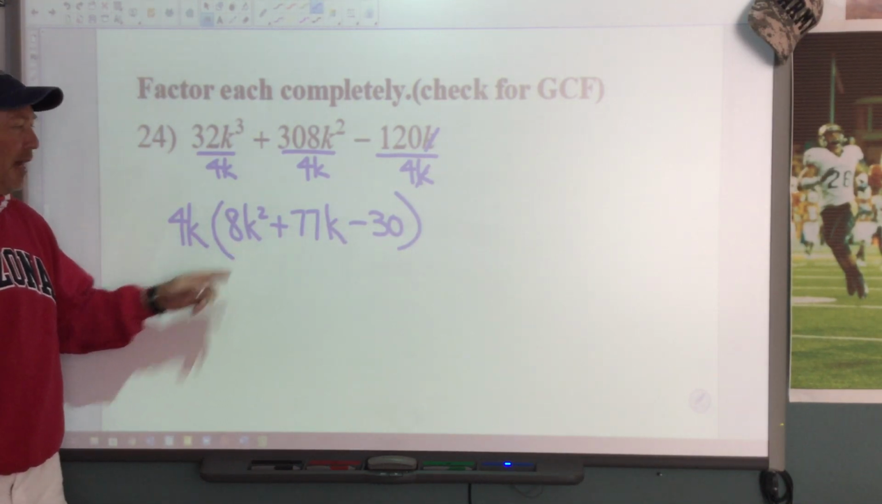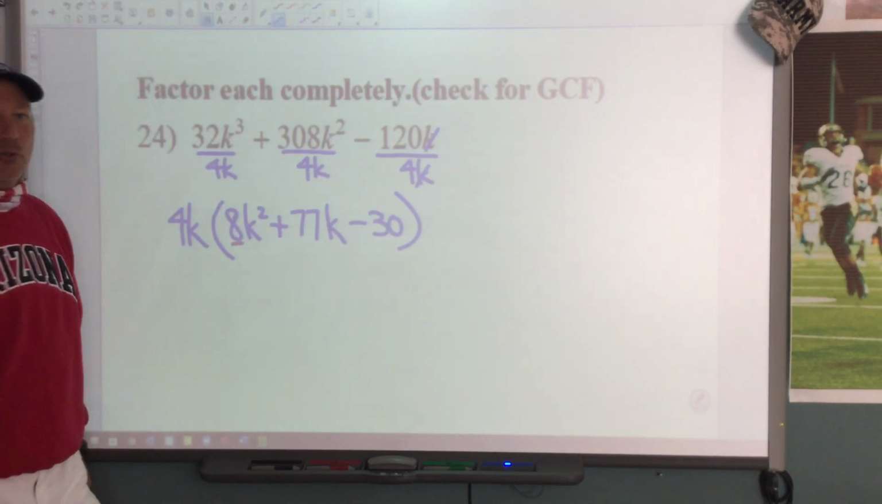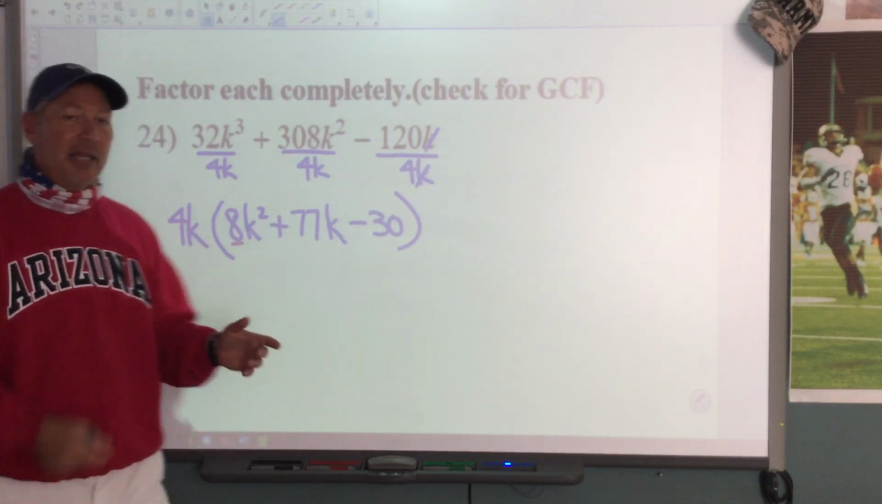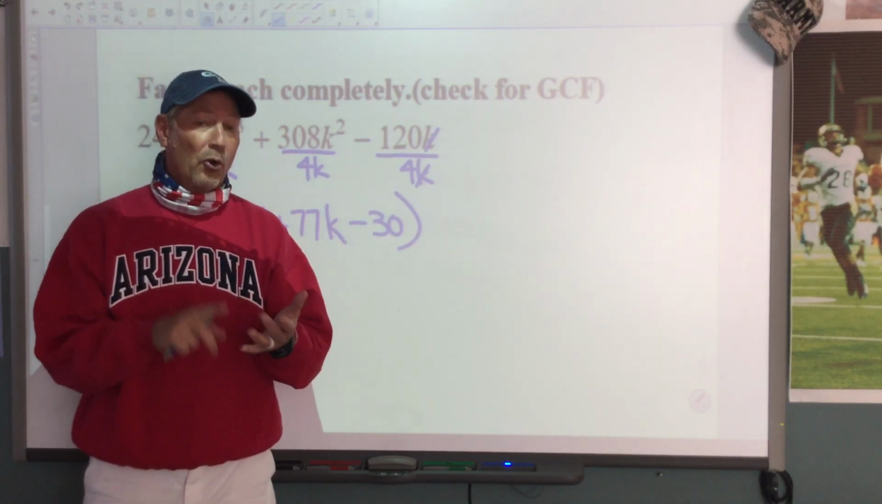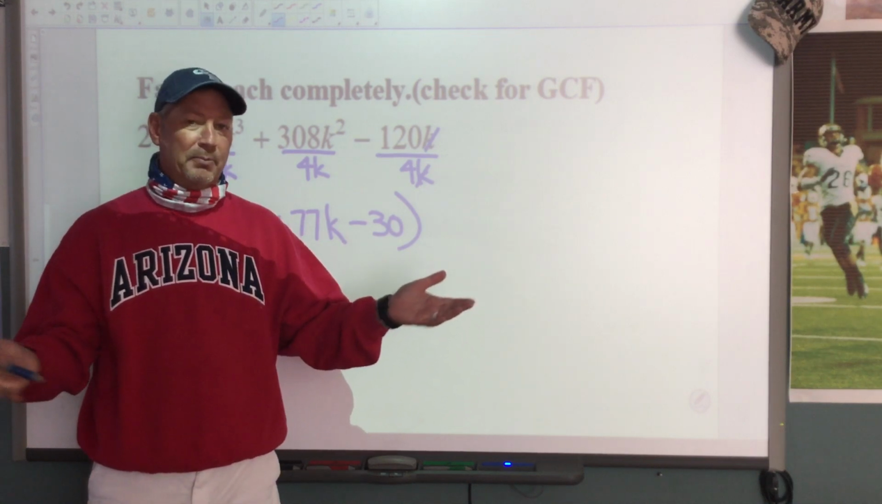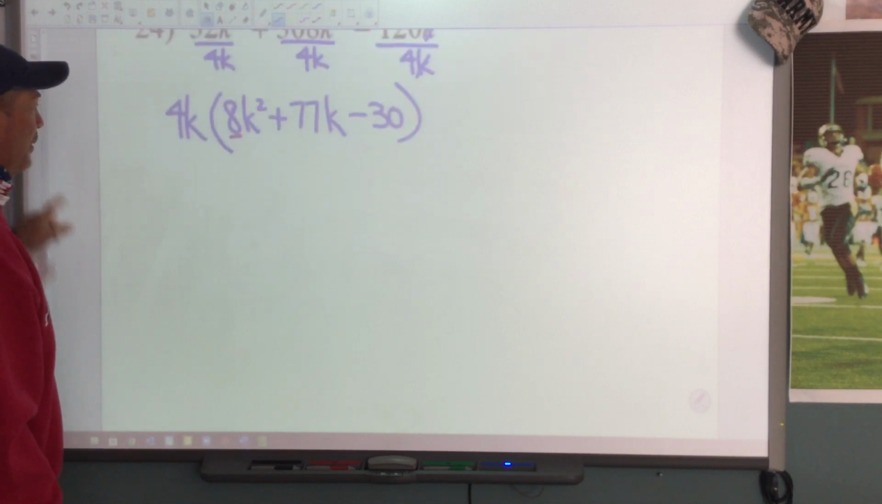I have a trinomial. But look at your a value. My a value right here is greater than 1. So for the trinomial right here, I could either do the grouping method or I could use the box method. Okay? I'm just going to do this with the box method. You can make that choice. All right? So let me give you some room to work.